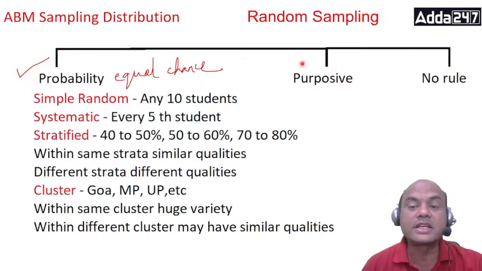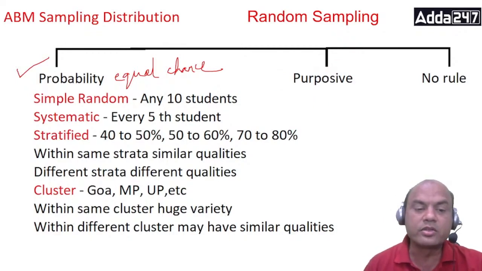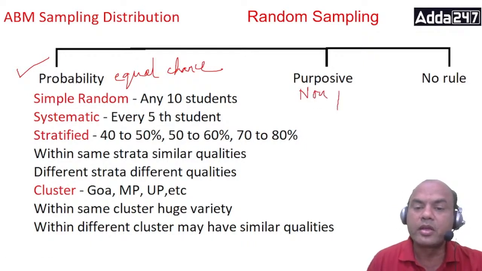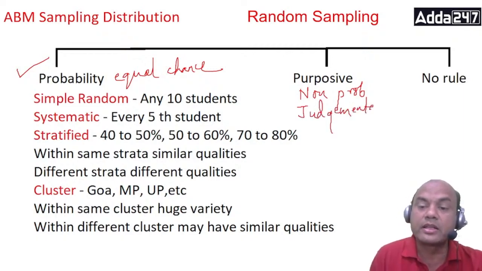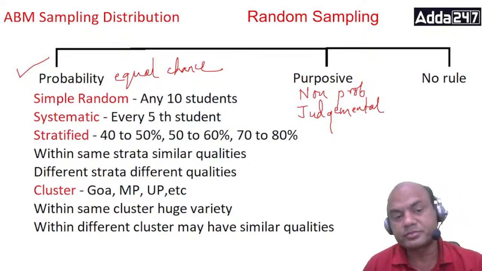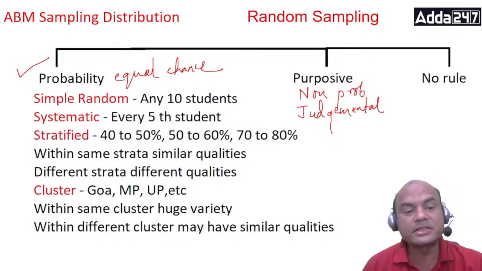It is also called as judgmental. Here, I'll write the words over here. Okay. It is non-probability also they call it. Non-probability. I'll just write non-prob. Okay. And next one is judgmental. Okay. That is also another name for purposive. Now, probability samplings are of 4 types. Simple random, systematic, stratified, and cluster.